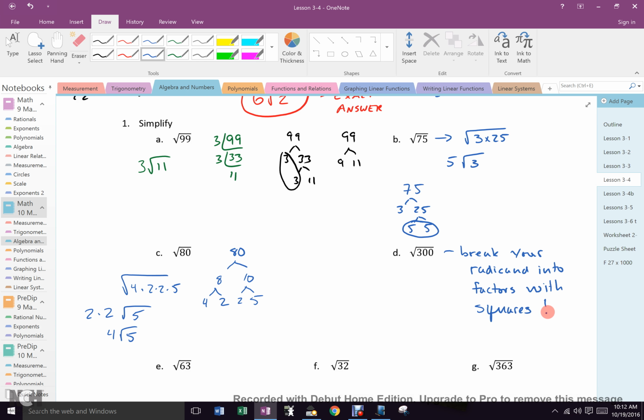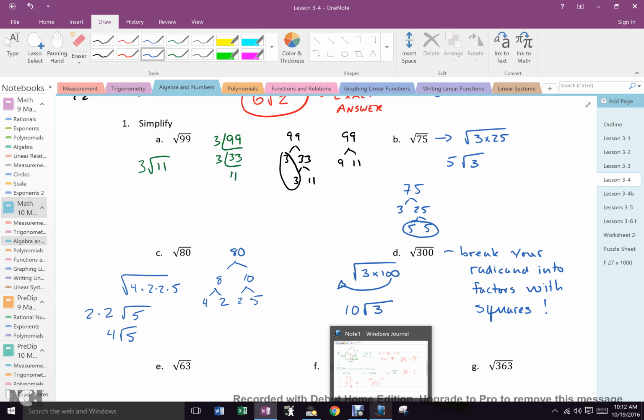So is there a factor of 300 that is a perfect square? 100, right? Isn't this the square root of 3 times 100? Does 100 have a square root? What is it? So what's coming out here? 10. What did we leave under there? 3. Does everybody see how that works? If you can't do that shortcut, then you're doing this.